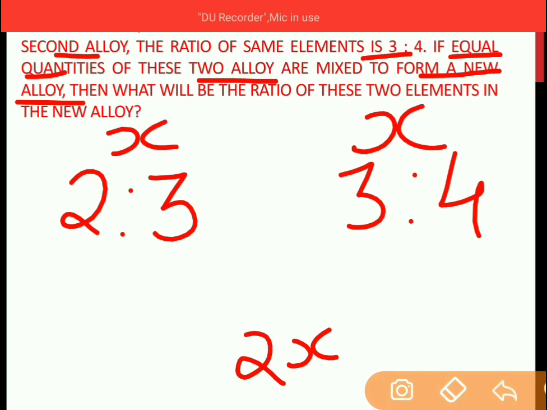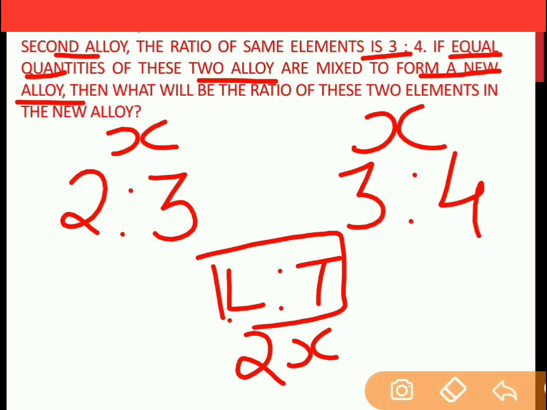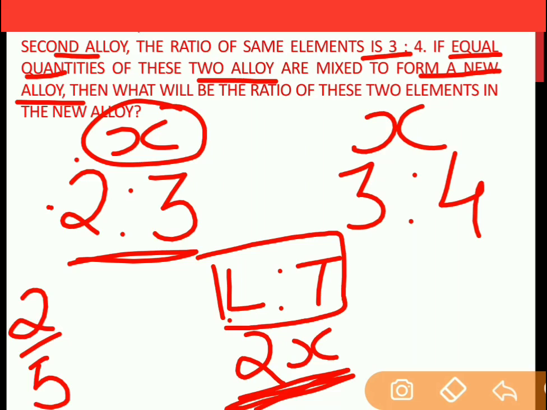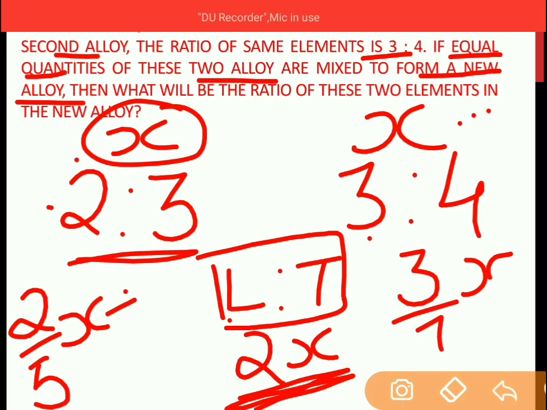Now this mixture is having lead and tin in certain ratio. So we don't know in what ratio lead is there and in what ratio tin is there. Now we need to find out what will be the amount of lead and tin in the mixture which is of 2x kg. Now we know that first alloy having lead and tin in 2:3. So the quantity of lead in this first alloy will be 2/5 of the total quantity. Understood? And the quantity of lead in the second alloy is 3/(3 plus 4), that is 3/7 of the total quantity.